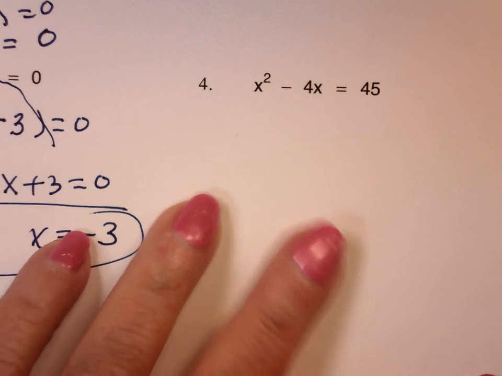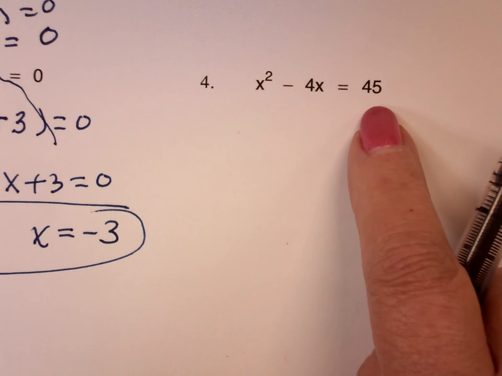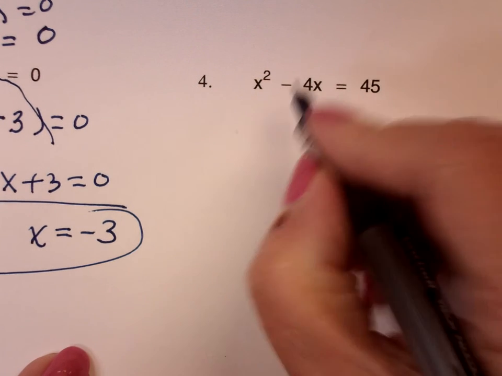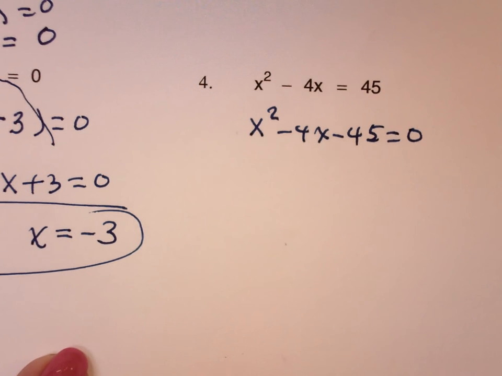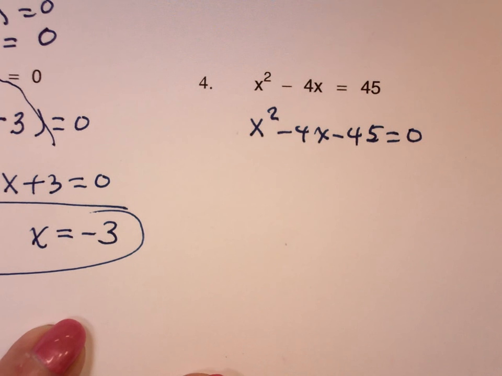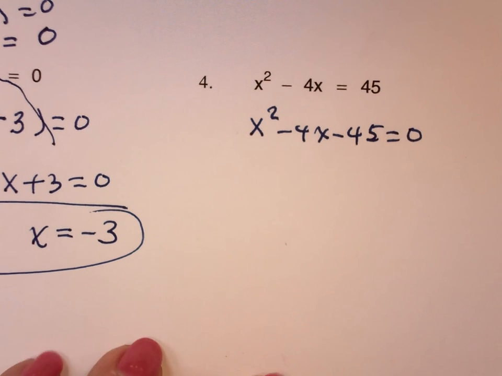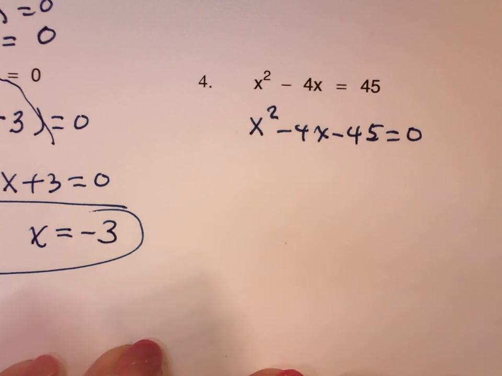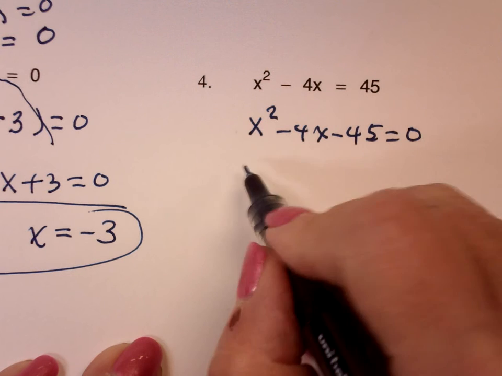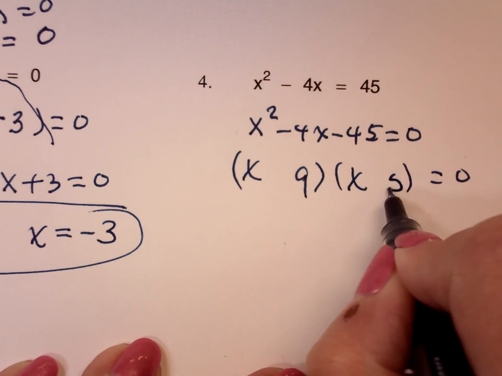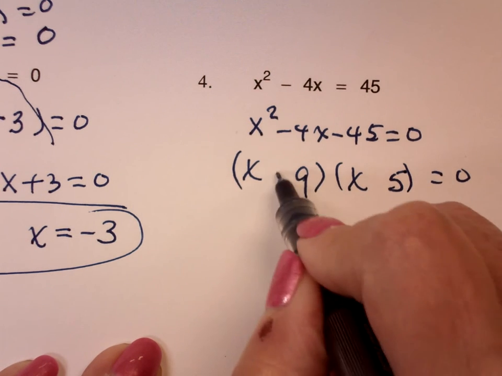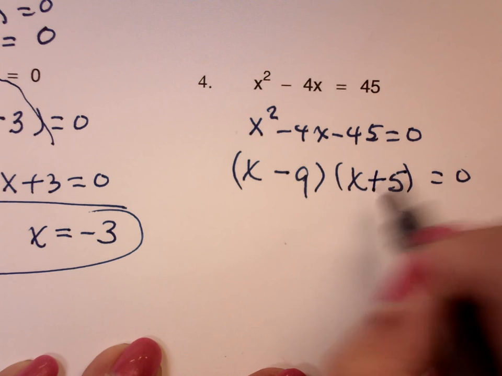Now, in this particular instance, what don't I see on this side that I should see? 0. So that means I need to subtract 45 from both sides. Now, the good news in this section, 5A, the factorizations are going to be easier than it was in the last section. And so the leading coefficient's 1. So I want 2 numbers that multiply together to give me 45 and subtract to give me 4. What are the 2 numbers? 9 and 5. And what kind of a 4 am I looking for? Negative. So 9 is negative and 5 is positive.